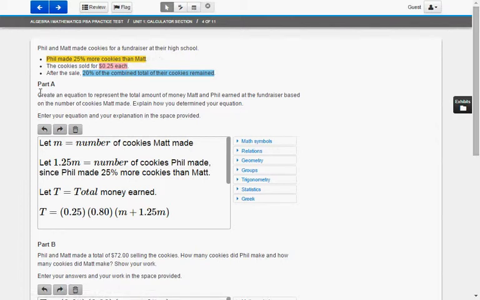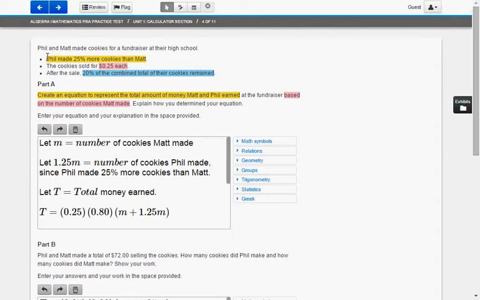Part A says to create an equation to represent the total amount of money that Matt and Phil earned at the fundraiser. And this equation should be based on the number of cookies that Matt made. And of course we have to explain how we determined our equation. So I said, to begin with, this pink statement here, based on the number of cookies Matt made. If we're going to make an equation based on the number of cookies Matt made, we'll let m be our variable so that m can represent the number of cookies that Matt made. M is how many cookies Matt made.